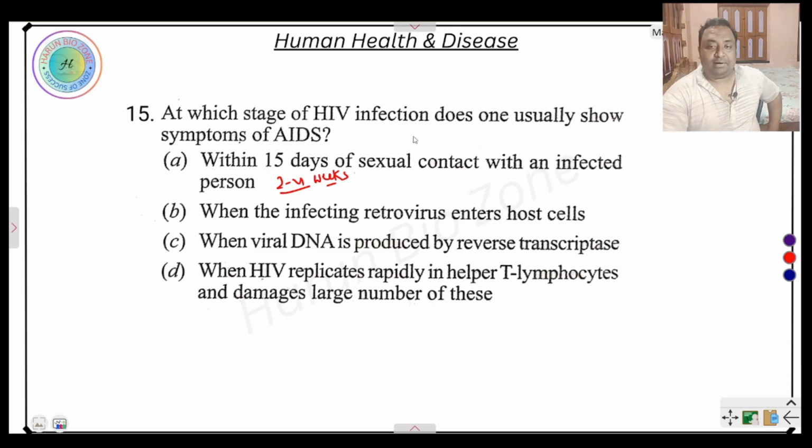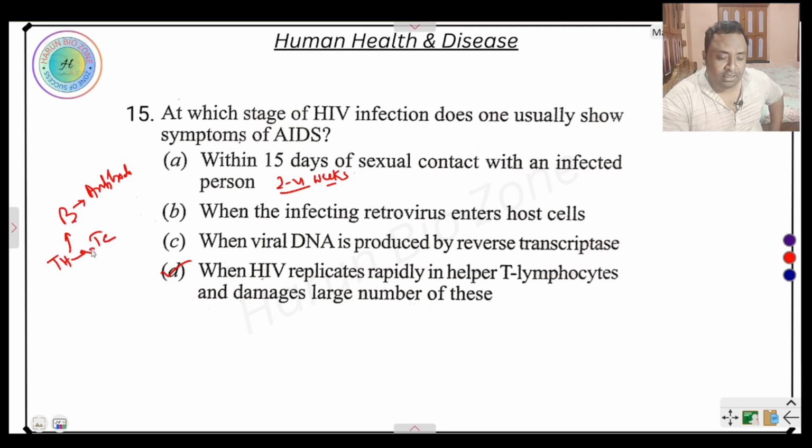The correct answer is when HIV replicates rapidly in helper T lymphocytes and damages a large number of these cells. Because what is the function of helper T cell? Helper T cell stimulates the B cell to produce antibody. From helper T cell, cytotoxic T cell and suppressor T cell are produced. So here I am saying when HIV replicates rapidly in helper T lymphocytes and damages a large number of these. Next question.